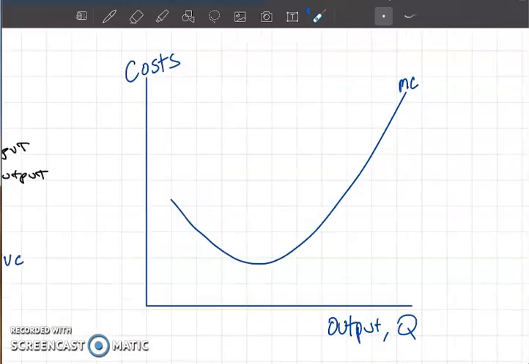Just as we had marginal product when we were looking at our product curves, where there was total product, marginal product, and average product, we also have marginal costs. Taking a look at our marginal cost curve, we can see that initially it's going to dip down to a point and then rise up at increasing amounts of output.